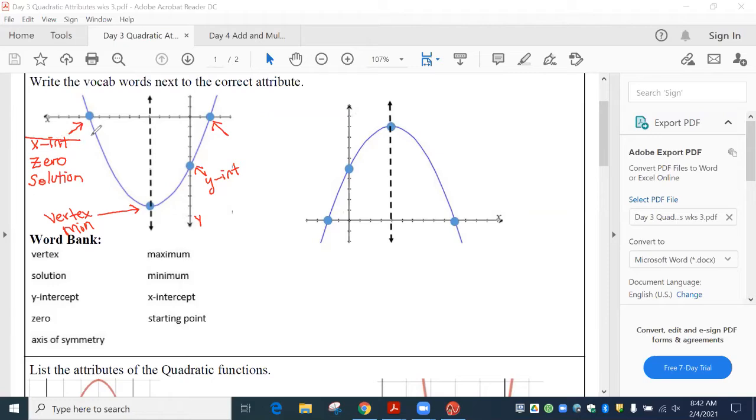And all of these right here, oh crap, that's a terrible box.